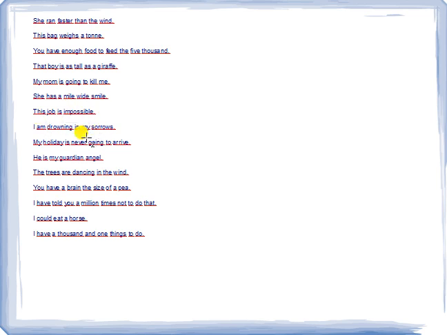This job is impossible. Is that such an exaggeration? I guess it could be. I'm drowning in my sorrows. My holiday is never going to arrive. He is my guardian angel. The trees are dancing in the wind, if that's not personification. You have a brain the size of a pea. I've told you a million times not to do that. There's a joke. I've told you a million times don't exaggerate. I could eat a horse. I have 1,001 things to do.